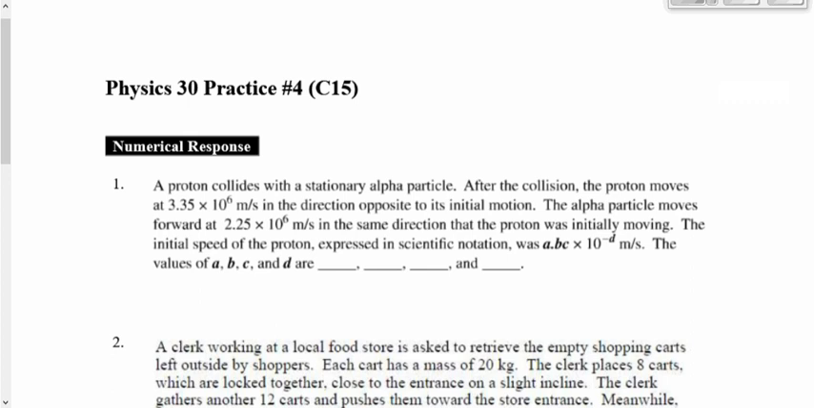A proton collides with a stationary alpha particle. Man, a proton and an alpha particle, what's a proton? Well, you know what a proton is, right? It's that thing in the nucleus of the atom, whether you take chemistry or not. You've learned about protons in Science 9 and Science 10. You might forget details of it.